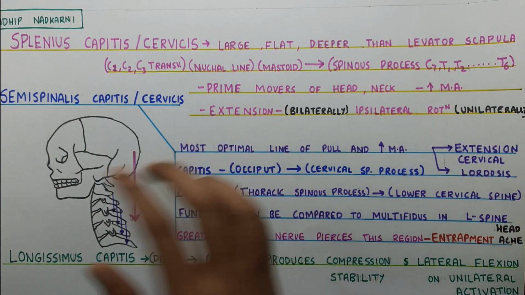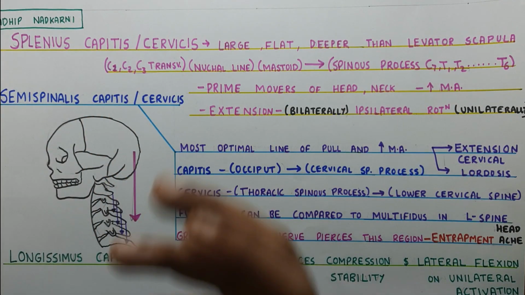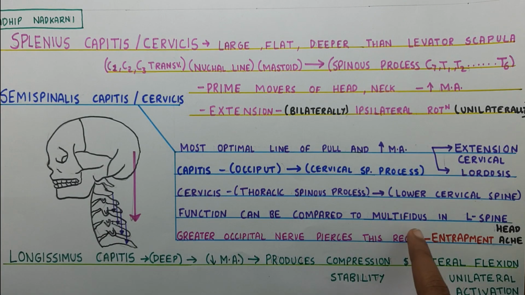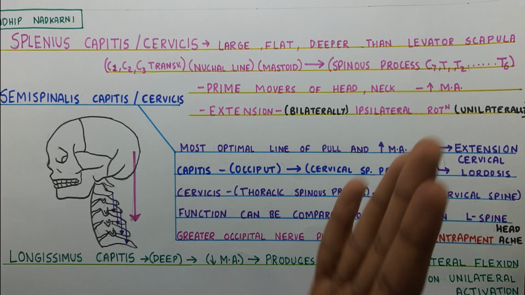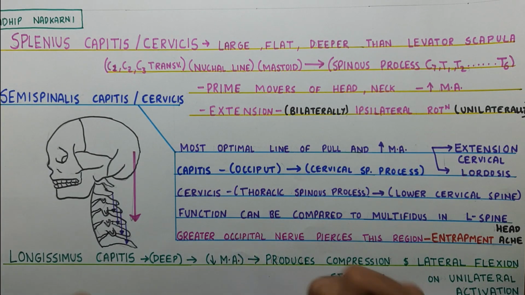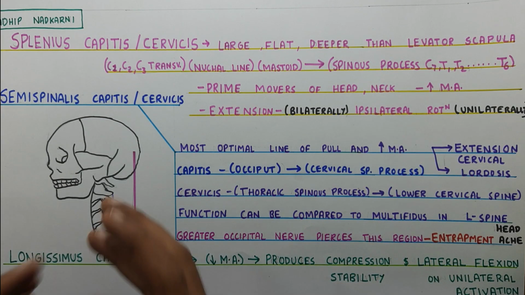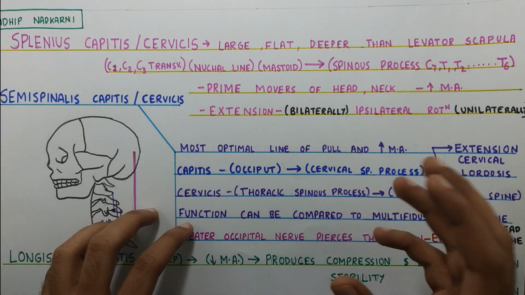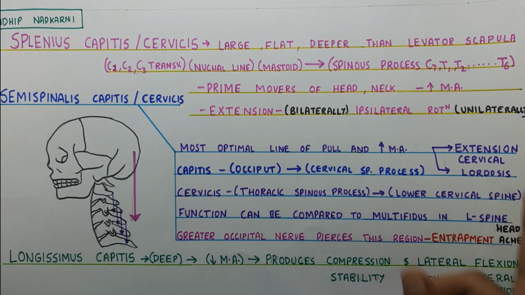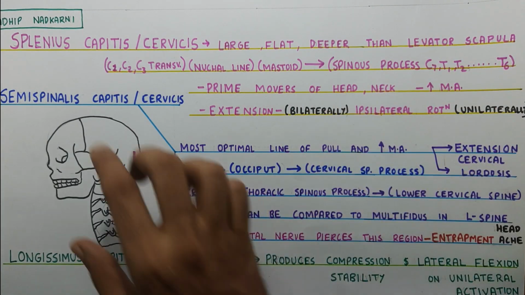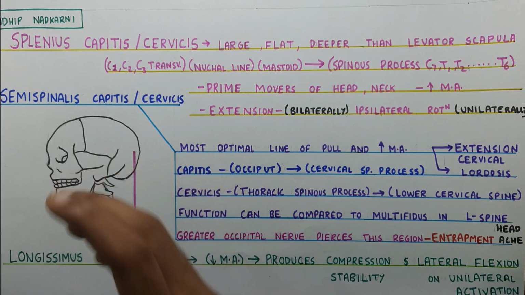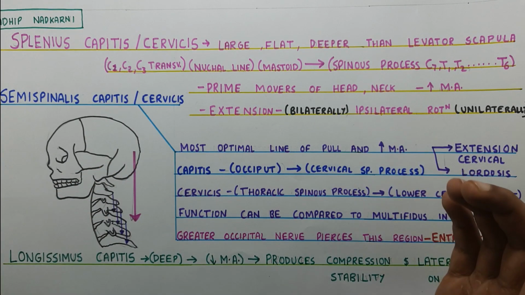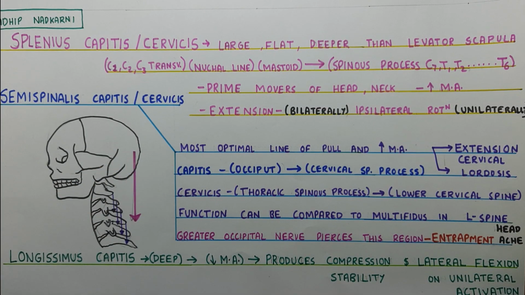So basically the function of semispinalis capitis and cervicis can be compared to the function of your multifidus. Now multifidus, if you know, they are the muscles present in the lumbar spine and they create the lordosis in the lumbar spine and give it the stability near the facet region, right? So this muscle, that is the semispinalis, it has a very similar function, that its moment arm and the line of pull is so optimal that it can create the extension movement at the cervical spine and at the same time create the cervical lordosis to provide the stability, right?